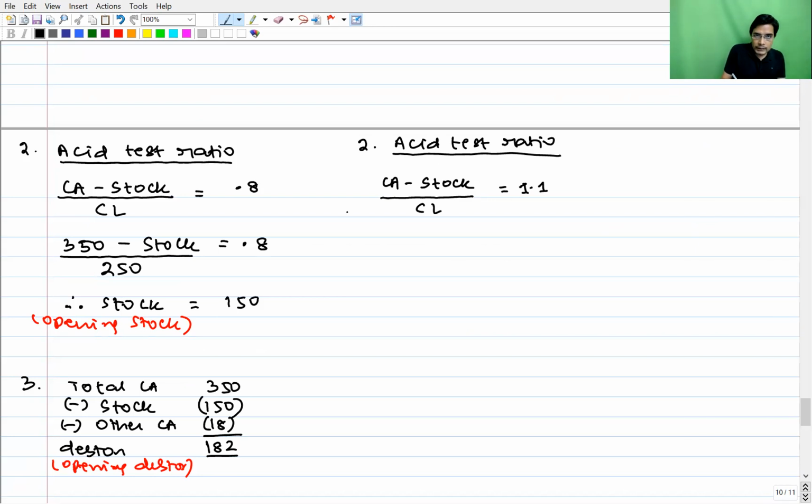Current assets at the end of the year, we have already determined 240. Stock, we don't know. Current liability, already we have determined 160. So when you solve this equation, we can get the stock figure, and that is the closing stock. So we need opening stock and closing stock so that we can use them in the COGS equation to find out purchase, and that purchase will be put in the creditor account to find out payment to creditors.